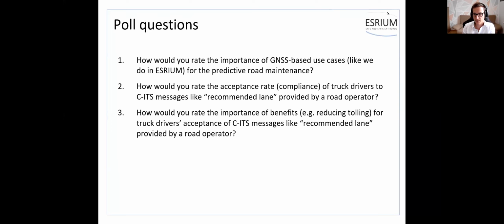And the last question would be, how would you rate the importance of benefits like reducing tolling for truck drivers' acceptance of CRTS messages like recommended lane changes provided by the road operator? And as I said earlier, we would very much appreciate your thoughts on these questions.